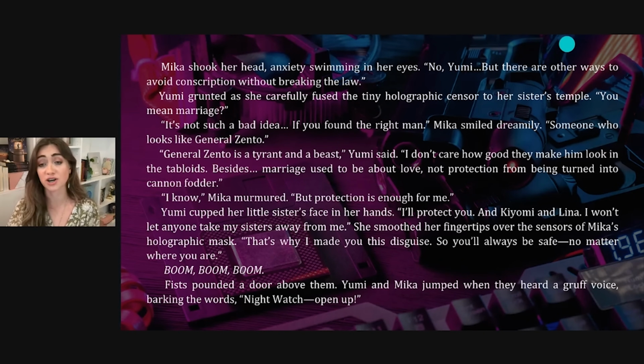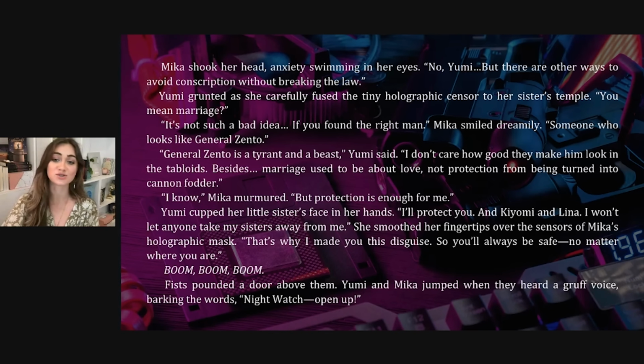Yumi grunted as she carefully fused the tiny holographic sensor to her sister's temple. You mean marriage? It's not such a bad idea. If you found the right man. Mika smiled dreamily. Someone who looked like General Zento. General Zento is a tyrant and a beast, Yumi said. I don't care how good they make him look in the tabloids. Besides, marriage used to be about love, not protection from being turned into cannon fodder. I know, Mika murmured, but protection is enough for me.